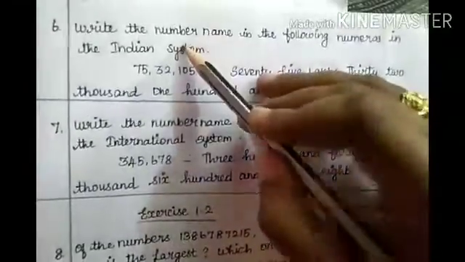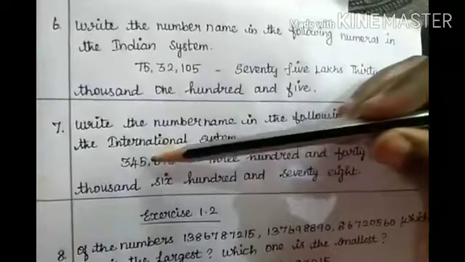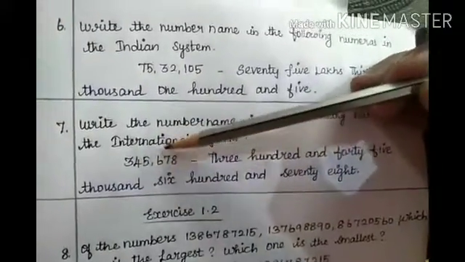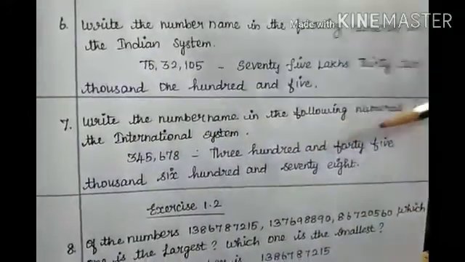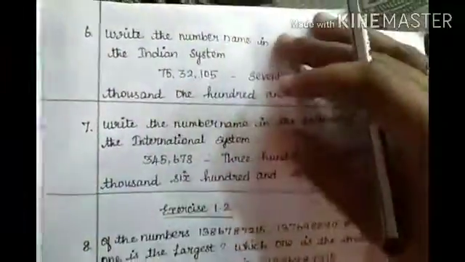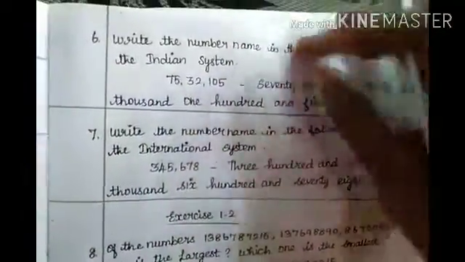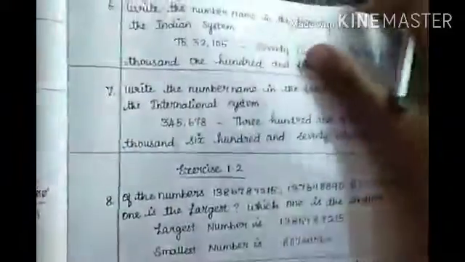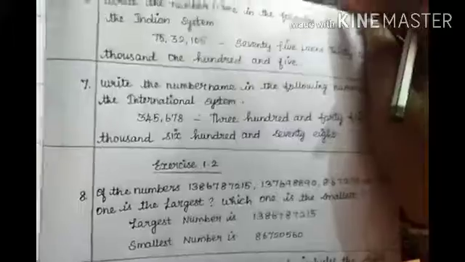Here they ask the Indian system, here they ask the international system. Okay, so international system means 345,678. So these 7 sums are very important from exercise 1.1. Okay children, you must know these 7 sums clearly, compulsory, and you will get good marks in exercise 1.1.